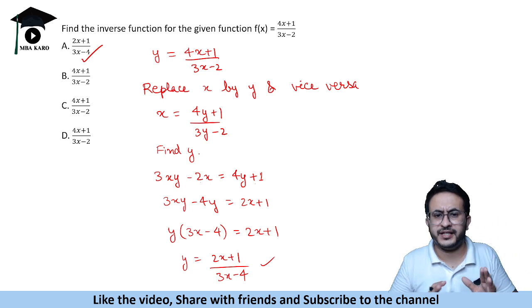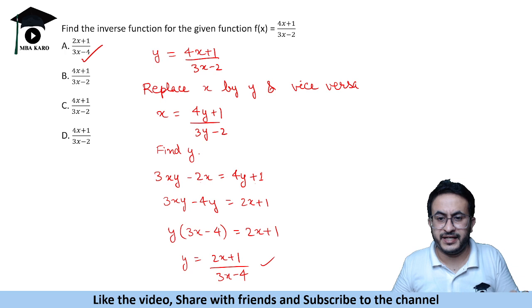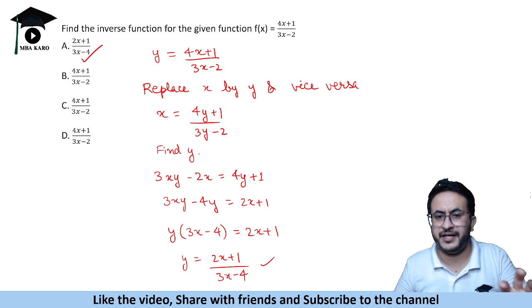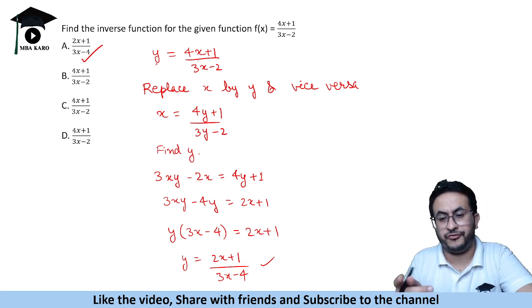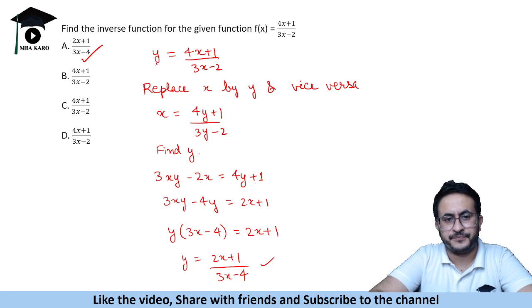So what do we do for the inverse? First of all, we are given y is equal to some function of x. Replace x by y and vice versa. So make y as x and x as y. Now find the value of y in terms of x. That will give you the inverse function. Okay.